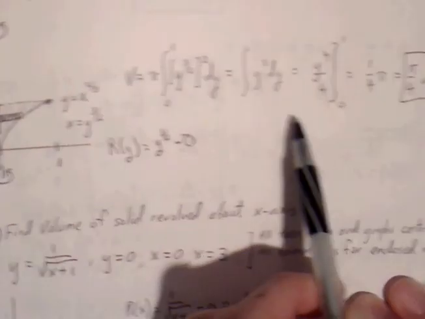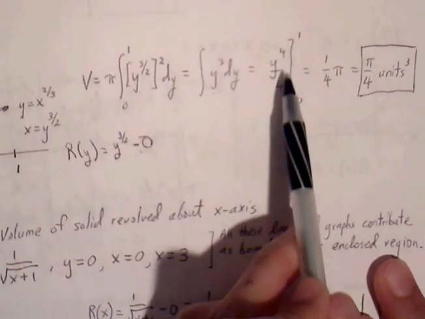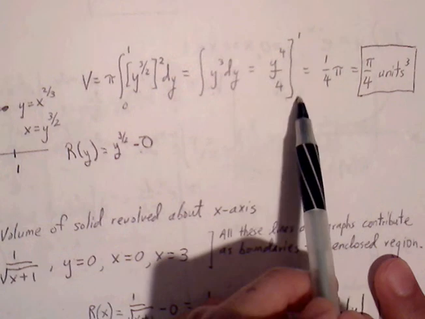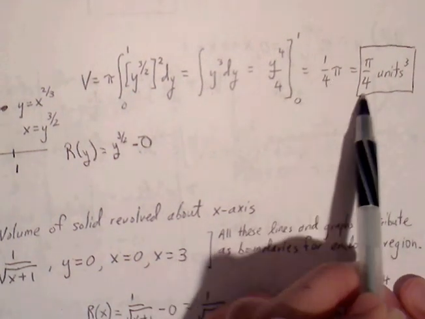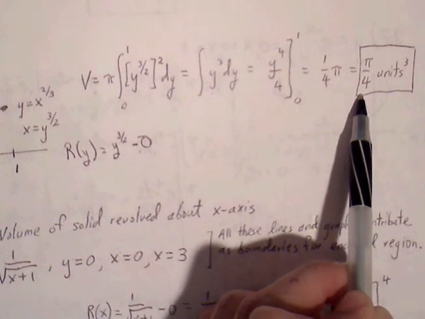Once you go through power rule, y cubed becomes y to the 4th over 4. Plug in 1 in for upper bound, then plug in 0. We get 1/4. Don't forget the pi. So then we get pi over 4 cubic units.